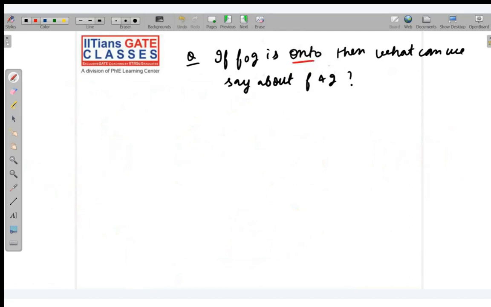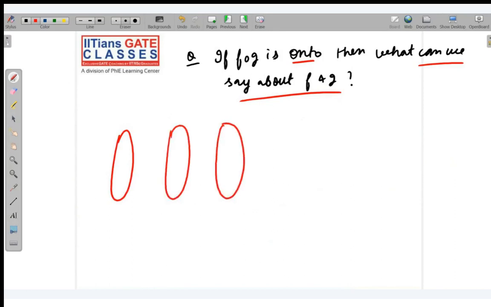So if f o g is onto, then what can you say about f and g? f o g is onto, so see this. We will try to break this rule. First here we will have g and here we will have f, so A, B, and C. So f o g is onto. For f o g to be onto, clearly nothing should be left out here. See this, if this is mapped to this, is mapped to this.